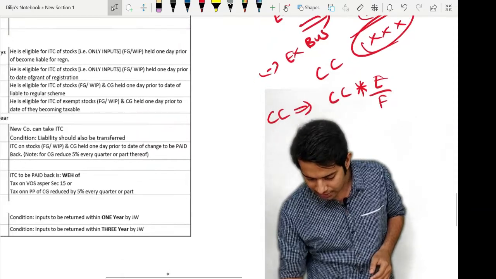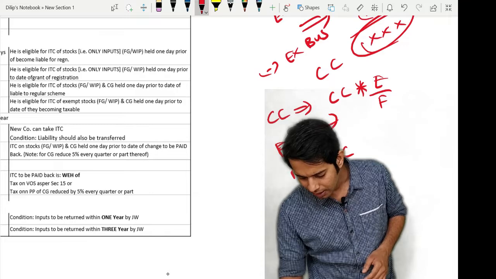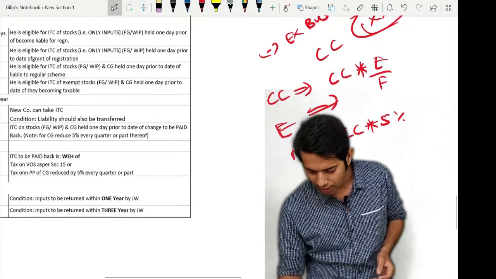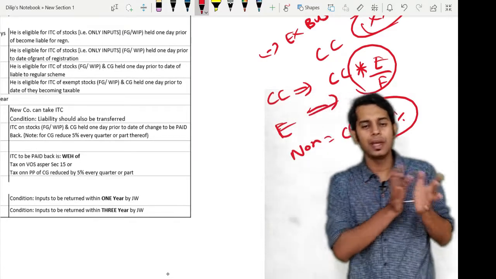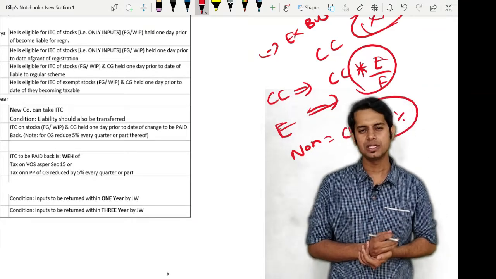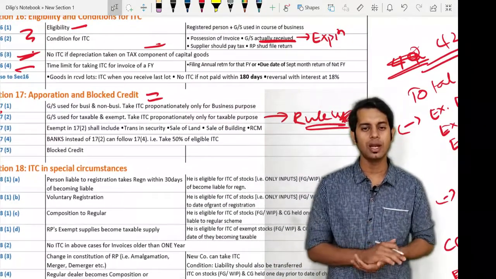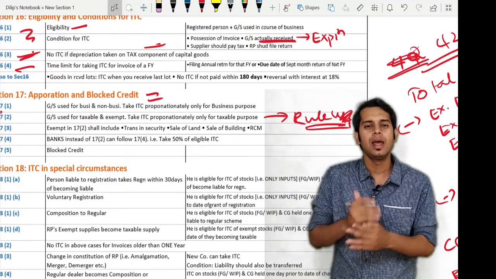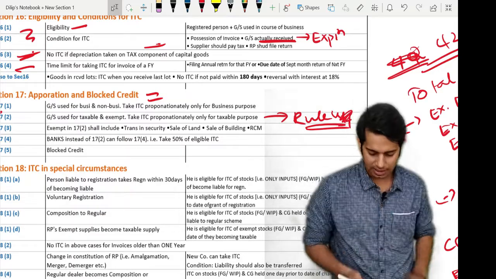Then, sir, this is for exempt purpose. Then what for non-business purpose, sir? They are telling straight away common credit into 5% will be for non-business purpose. Then whatever is left over in common credit after this calculation will be the ITC which is apportioned towards business portion, and you can take input tax credit of that. Now, this calculation should be done again at the end of the year, and if you have done excess reversal, take back the credit. If you reversed less, then reverse the balance amount.